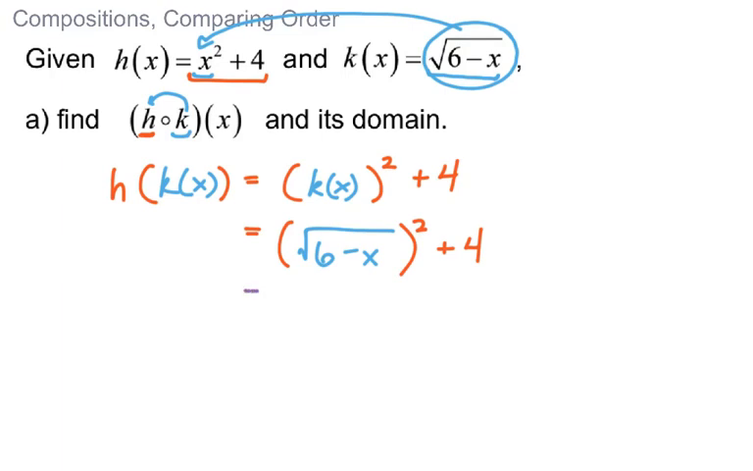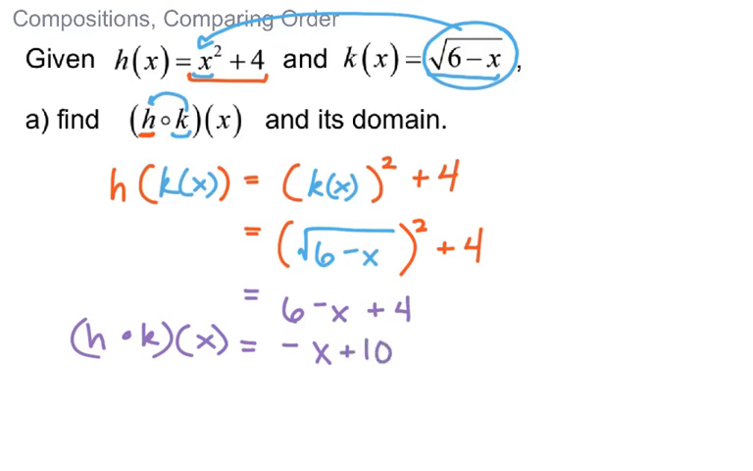And if we look at simplifying this, it is going to give us 6 minus x plus 4. And the reason is that a square root and a square are inverse operations. So taking this one step further, we could simplify, and we have determined that h of k of x is equal to negative x and positive 6 and positive 4. That is negative x plus 10. So that's the answer there for my composition of those two functions.